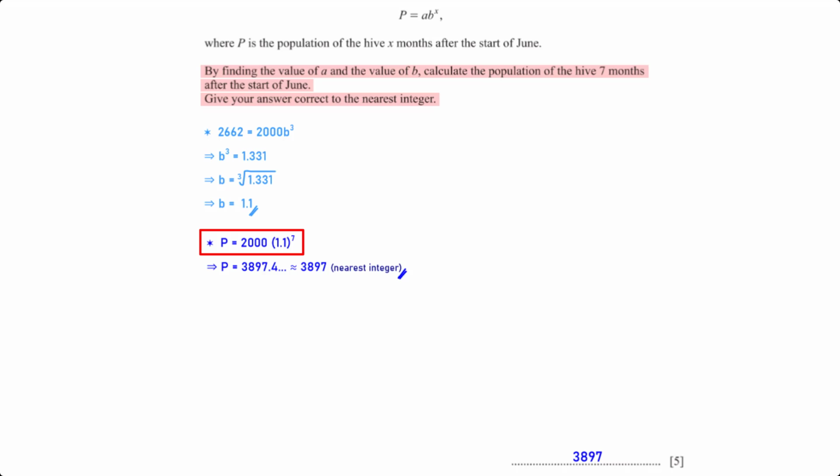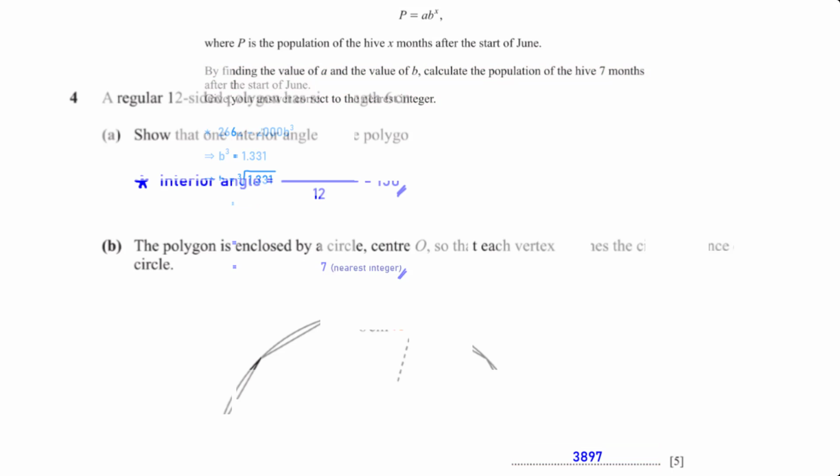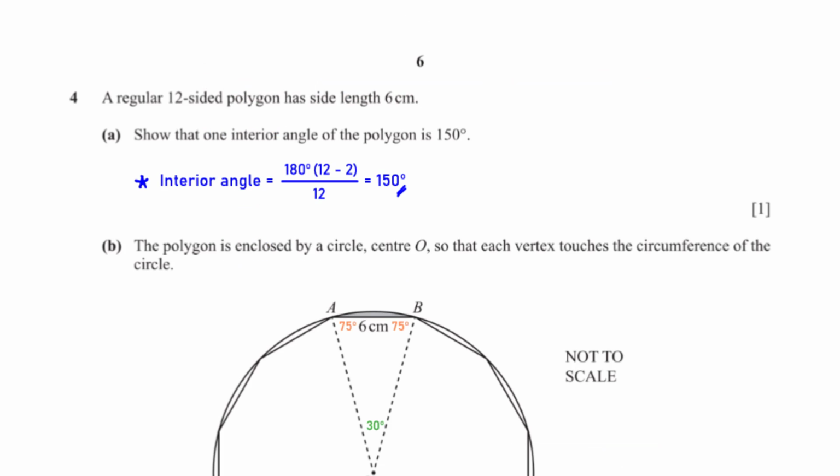When we type this into the calculator, this is what we have, which is approximately 3,897 rounded to the nearest integer. A regular 12-sided polygon has side length 6 cm. Show that one interior angle of the polygon is 150 degrees.